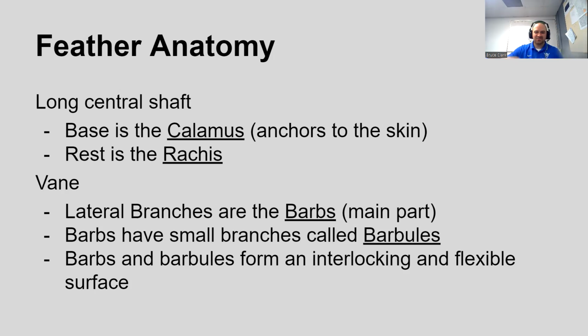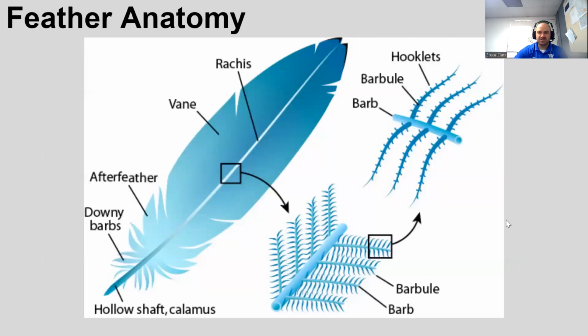And then they have these little barbules. It's a lot like Velcro. The two parts of the feather hook in together, and so it creates a solid plane, but it is flexible. And that's going to be big for birds. So let's take a look at those.